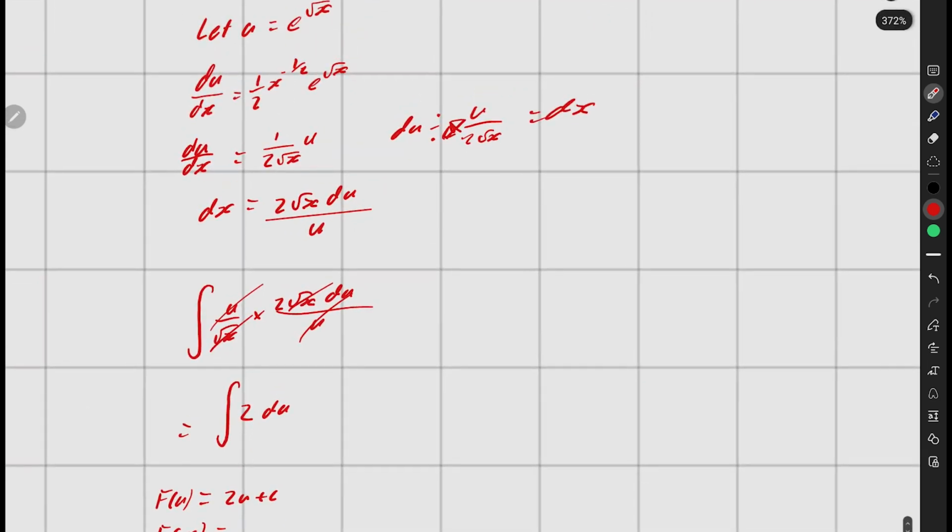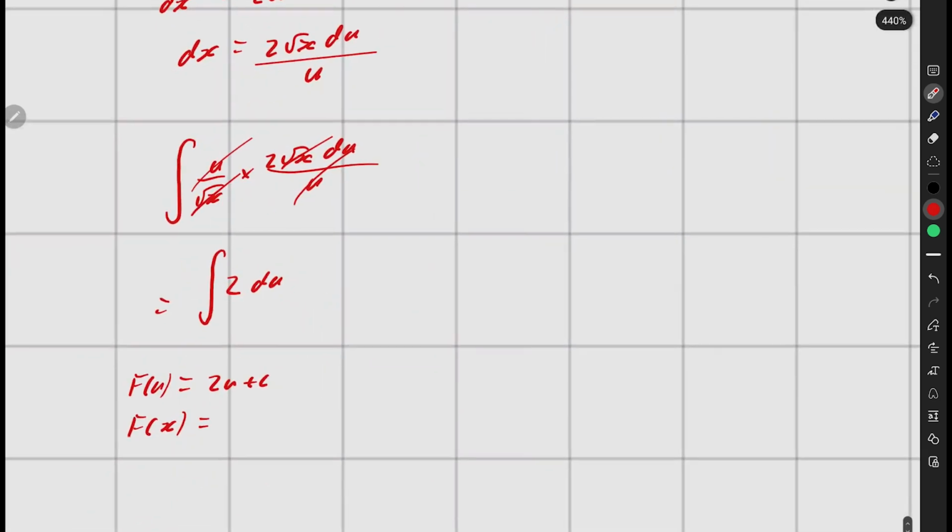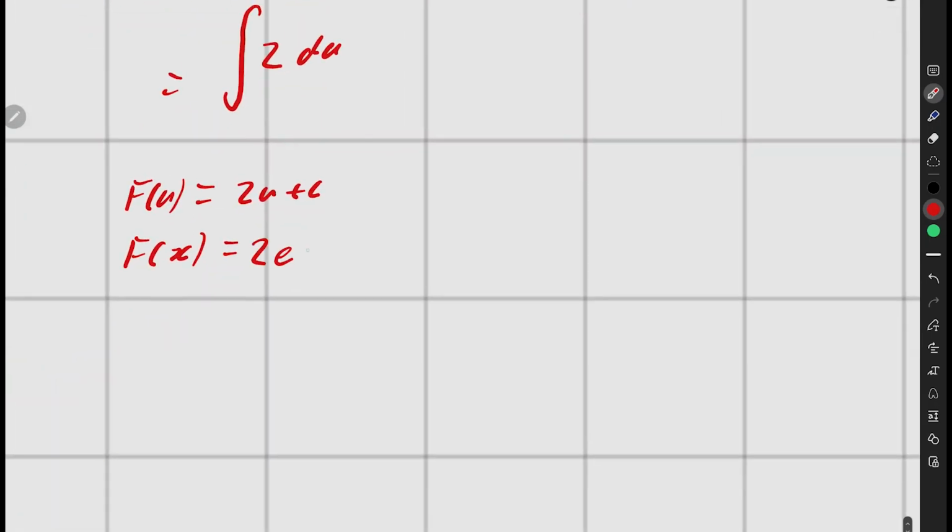And let's substitute our x values back in. We know u equals e to the square root of x. So that's going to be 2 times e to the square root of x plus c. And that should be the answer to this question. I know this was a bit more of a tricky question, but we solved it. And it's all about picking and choosing what you're setting your u variable equal to. So let's work on one more question and then we're going to wrap the video up.